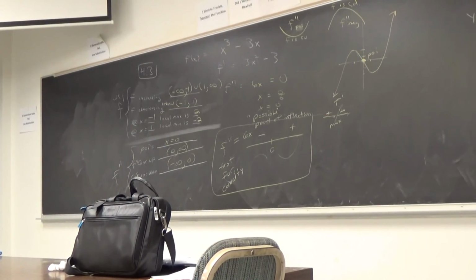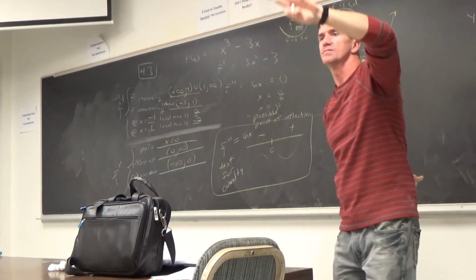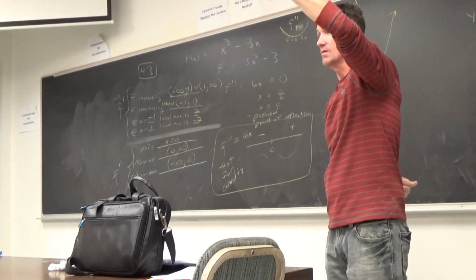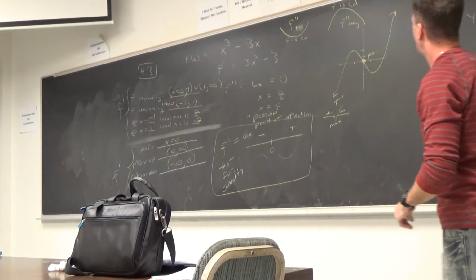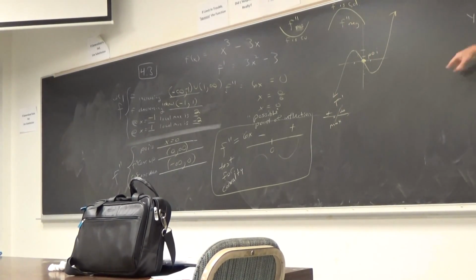X to the 4th. Now, did you know that graph looks just like x squared? Okay? So watch what would happen. Let's say I'm looking for points of inflection. So I'm going to blast through the first derivative. I don't care about the first derivative. First derivative is 4x cubed, right? This is what I'm concerned about, everyone. What's the second derivative? 12x squared.